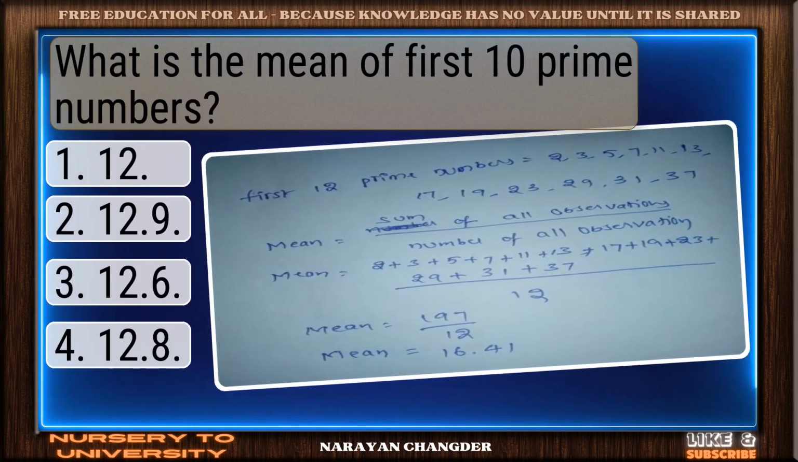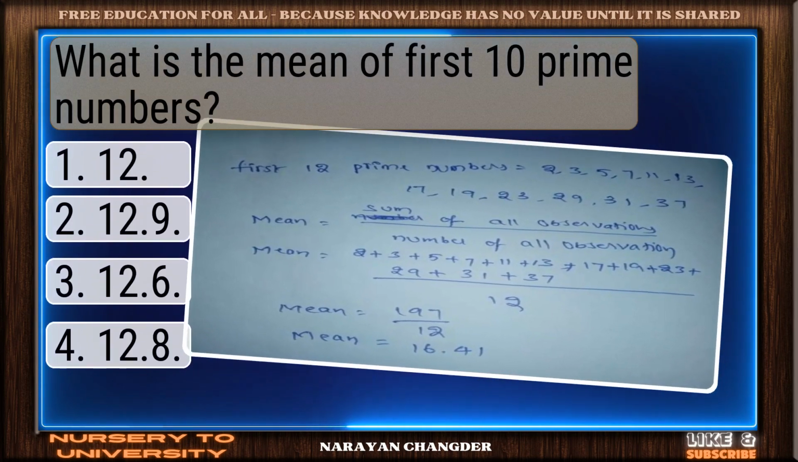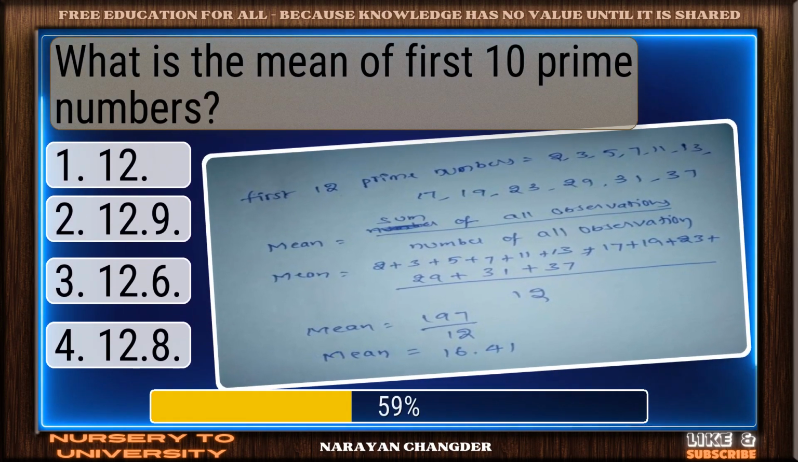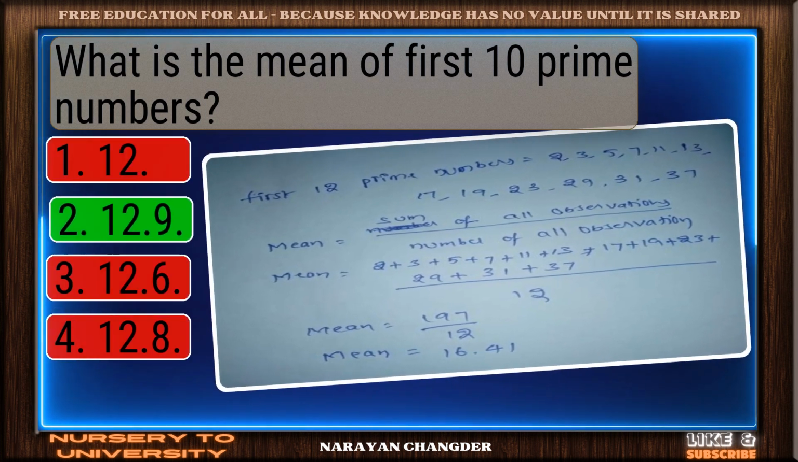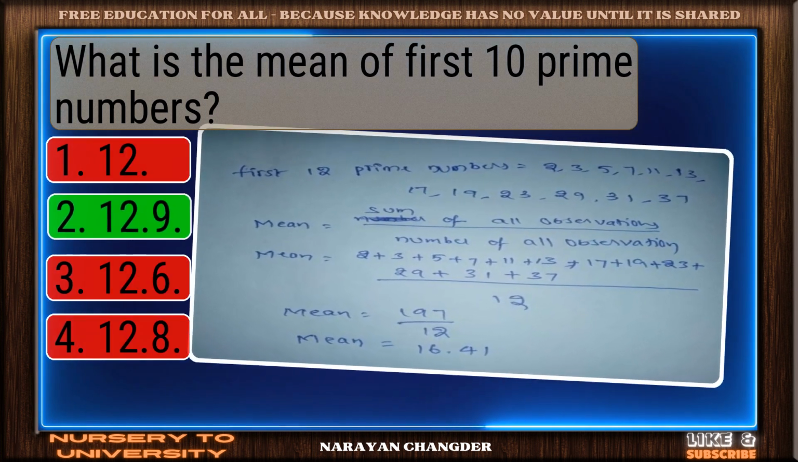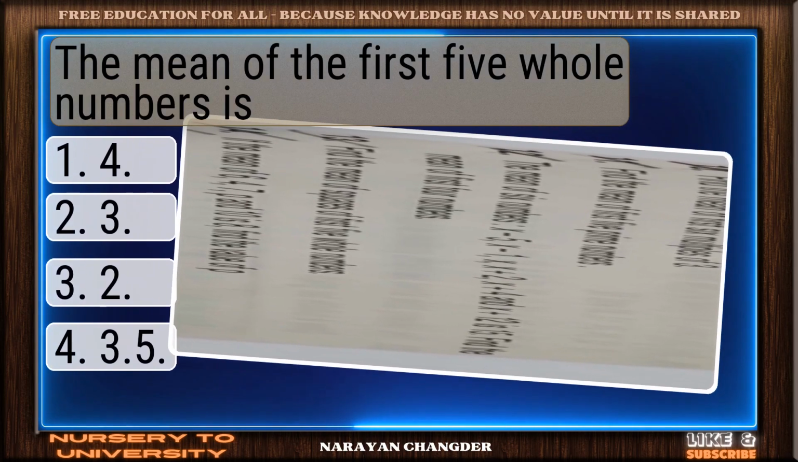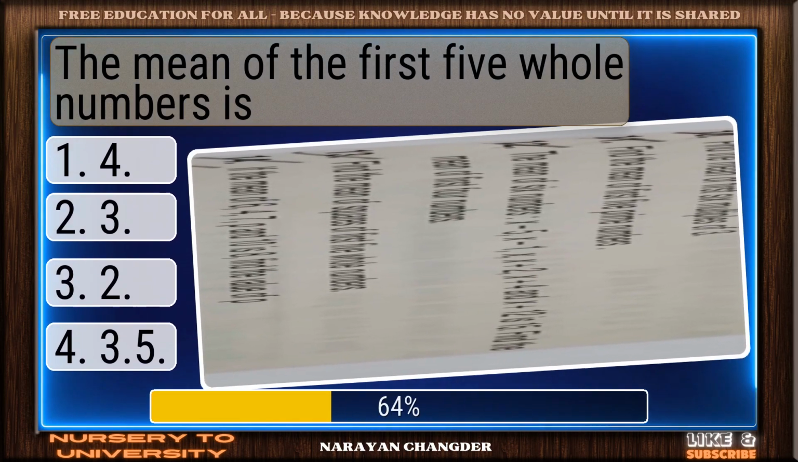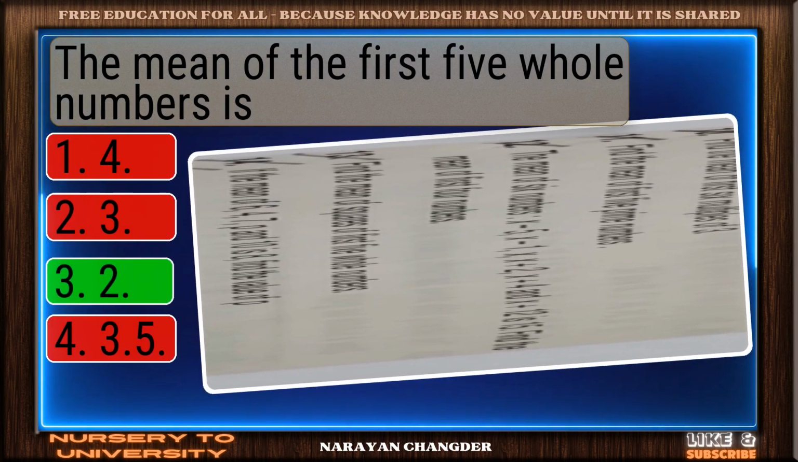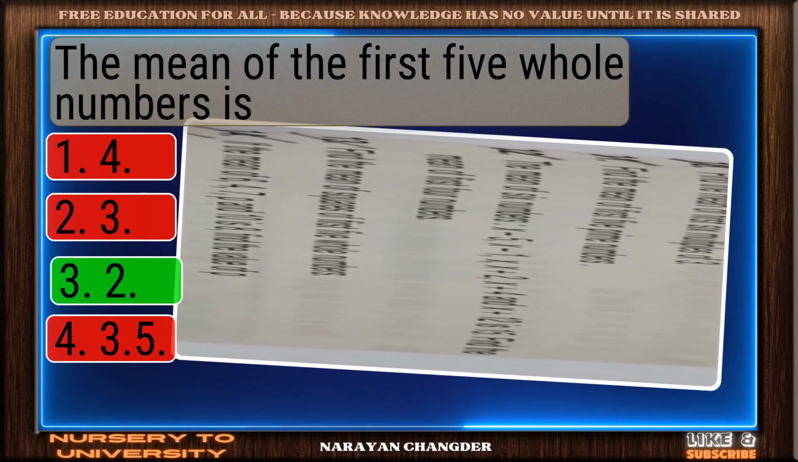Question number 217. What is the mean of the first 10 prime numbers? Correct. 12.9 is the right answer. Question number 218. The mean of the first 5 whole numbers is. Nice selection. 2 is the correct and valid answer.